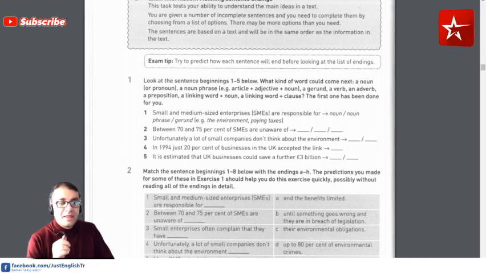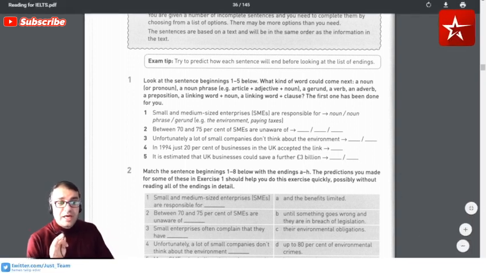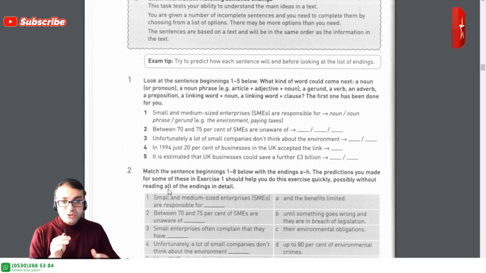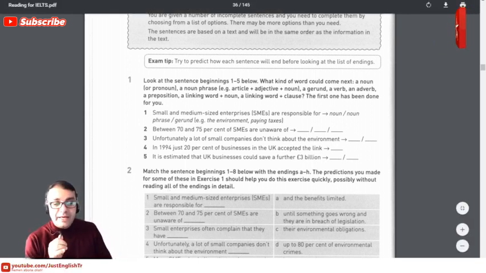I see. Okay. I will help you guys with the answers. Look here. First one, between 70 and 75% of SMEs are unaware of. We have to add, for example, taxes. So we say the tax benefits, or the problem they faced. Two things. I want you to be more creative. Okay? Let's go for number 3.